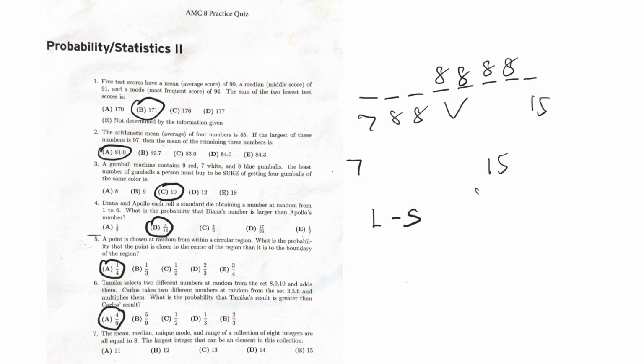So 8, so 15. We have 7, 7, 8, 8, 8, 8, and 15. That's 48 plus 15, that's 63 plus 7, that's 70. But they say the mean is 8. So 8 numbers, 8 times 8, that's 64. So that means the last number cannot be 15.